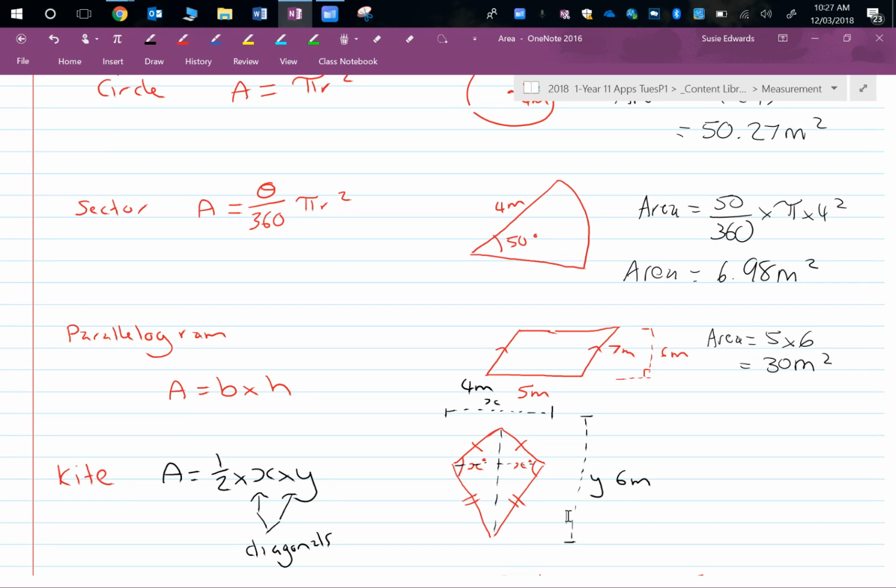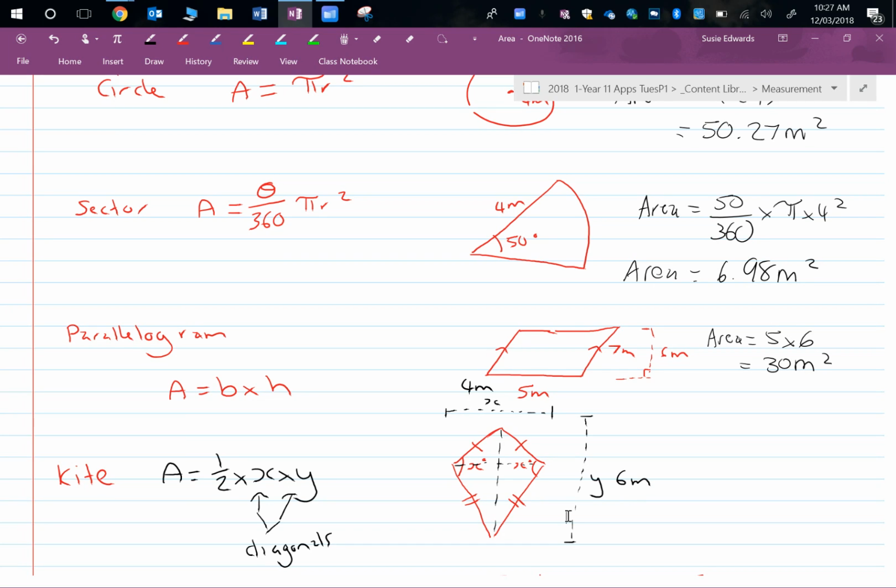So for this one, because this says this is 6 meters from the top to the bottom, and this says this is 4 meters from the left to the right, that is x and that is y. Does everybody understand that? Okay, you may now write.